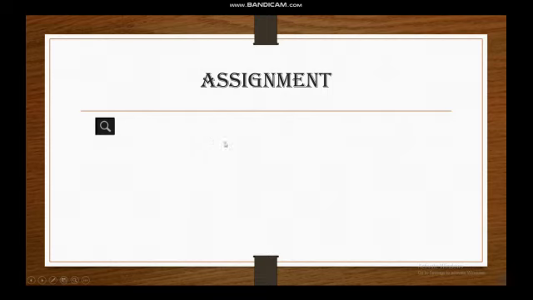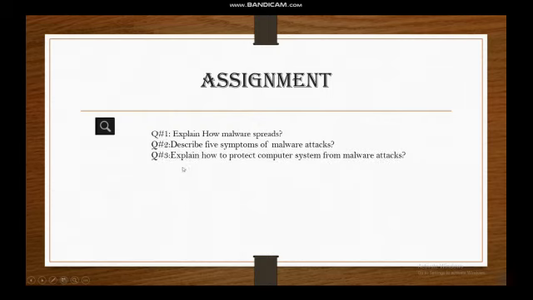So I hope you understand the topics. Today's assignment: the first question is explain how malware spreads. You have to explain it. Write down the answer in your neat copy notebook. The second question is describe five symptoms of malware attacks. The third question is explain how to protect a computer system from malware attacks. You have to do all these questions in your copies. Hope you will do it.